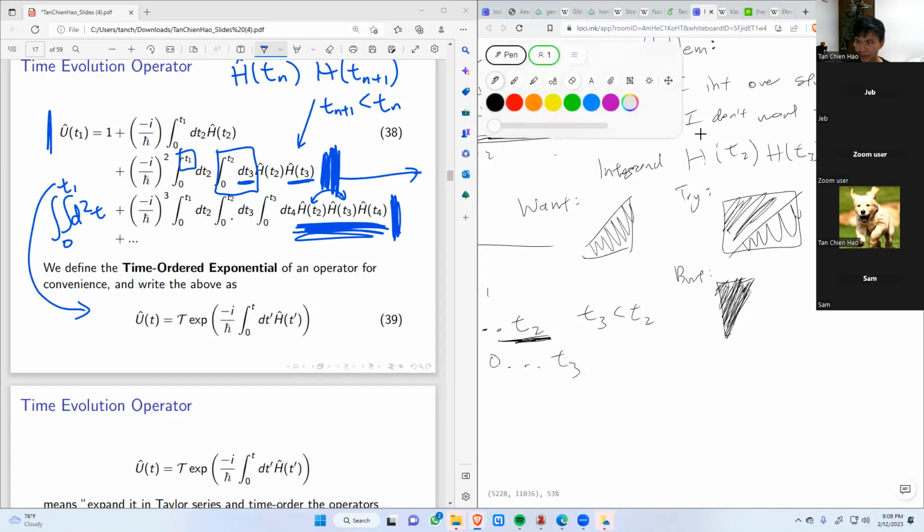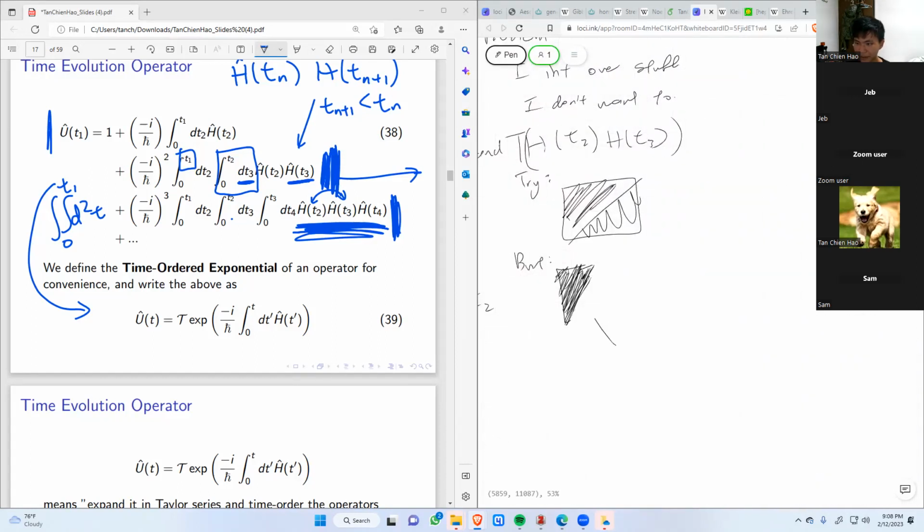If I put a time ordering operator in here that orders the two, then integrating over this region where t3 is greater than t2, which is something I didn't like, would now essentially be integrating over the bottom triangle twice. So what is this time ordering operator?